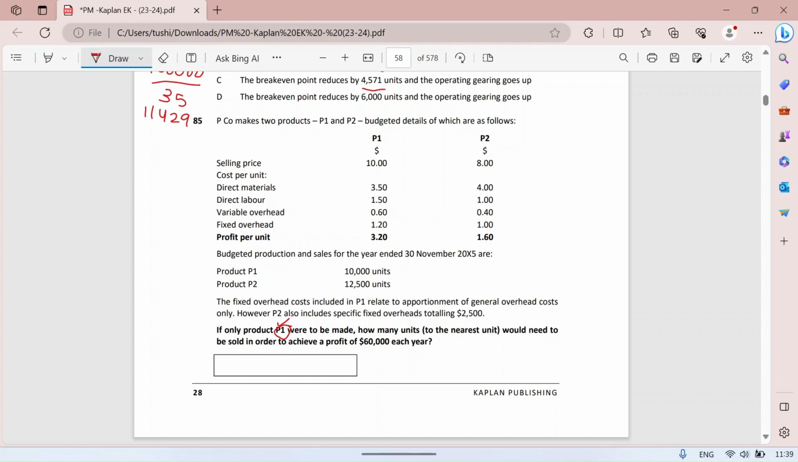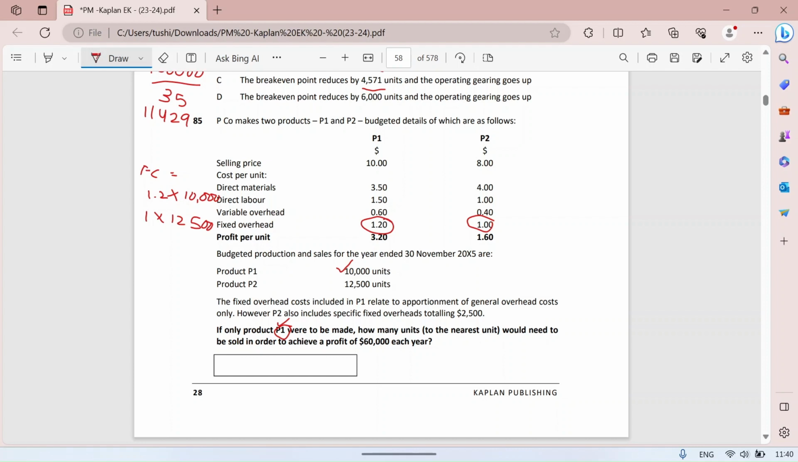So for the fixed costs, first of all, we have to consider this fixed overheads is 1.2 multiplied by how many units? 10,000. So first component of this is 1.2 multiplied by 10,000. Now the next thing that I have to consider over here is how much I was spending per unit of P2. So this was $1 multiplied by 12,500 units.